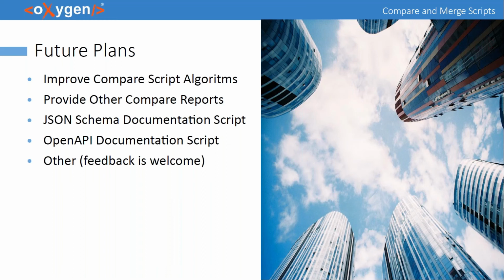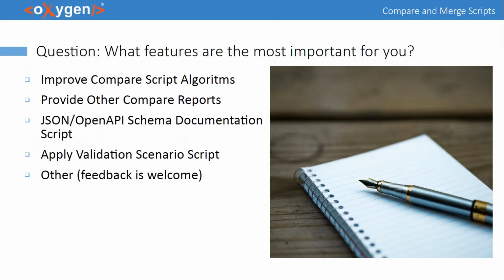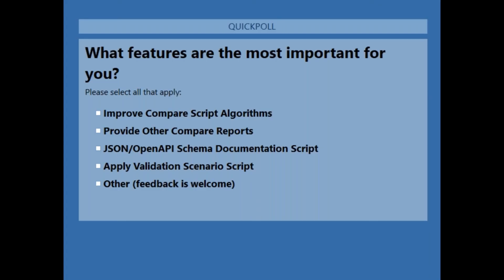We intend to have also other comparison reports, maybe in an author view or other type of reports. On the scripting part, we intend to add also the JSON schema documentation scripts, the Open API, also some validation scripts that will allow you to validate documents just by running a validation scenario from a script, and also other parts. And I have a question for you here.